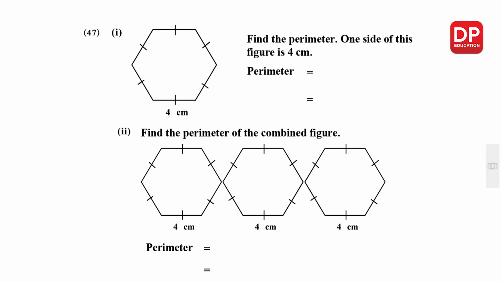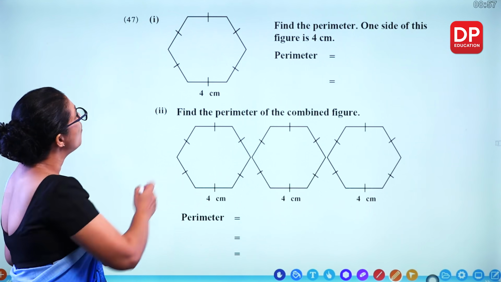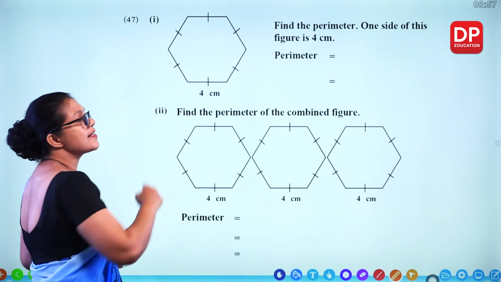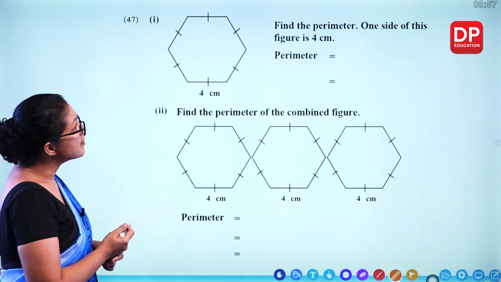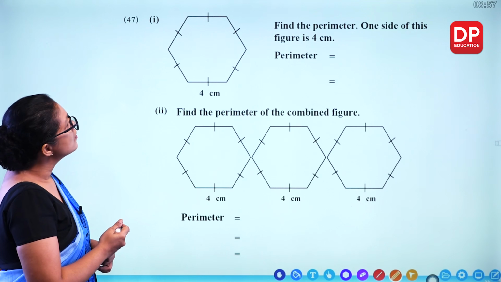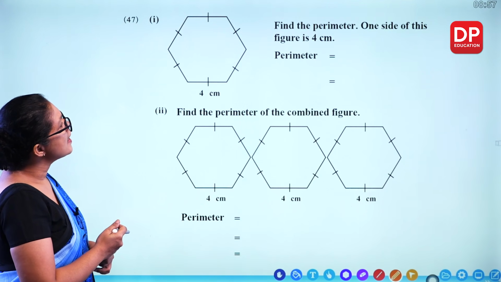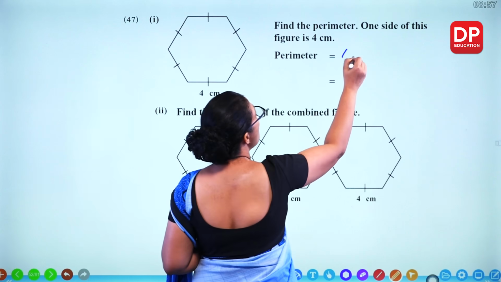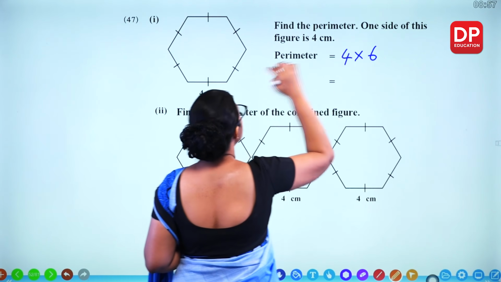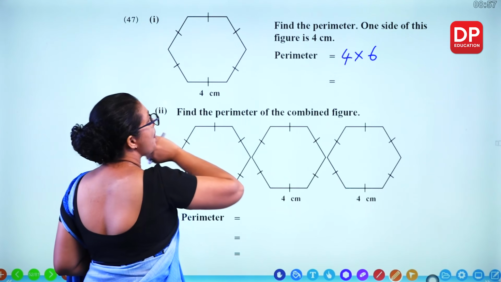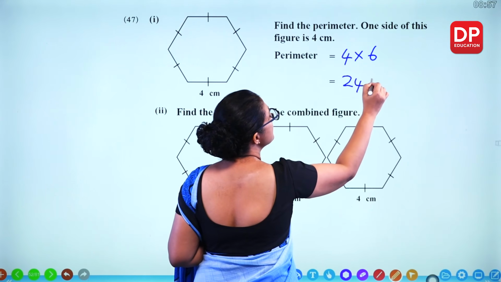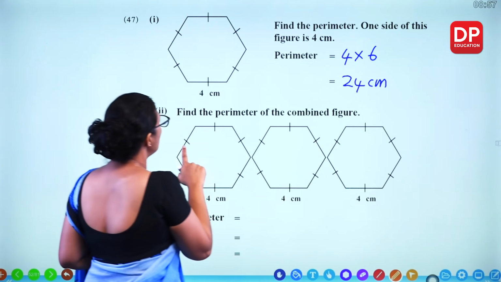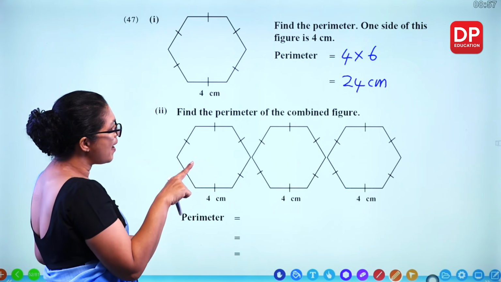What is this shape? 1, 2, 3, 4, 5, 6. 6-sided plane figure, hexagon. So find the perimeter. One side of this figure is 4. So perimeter is 4 into 6 because 6 sides are there. 24 centimeters.